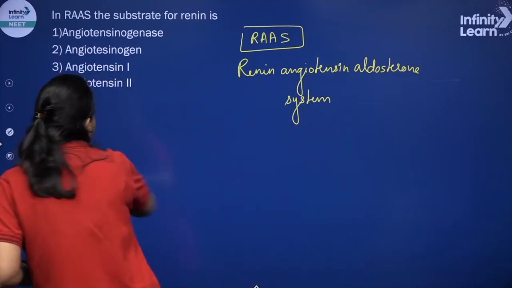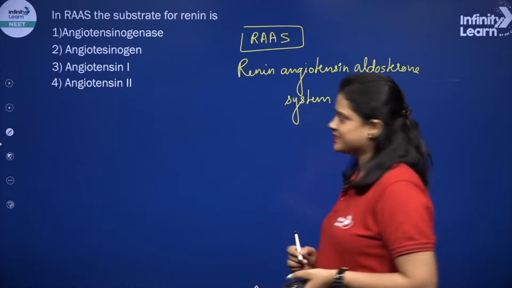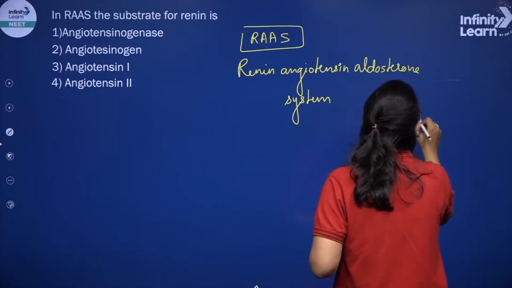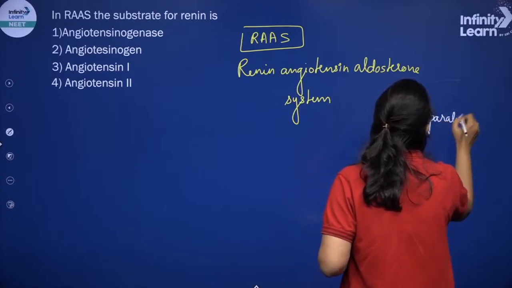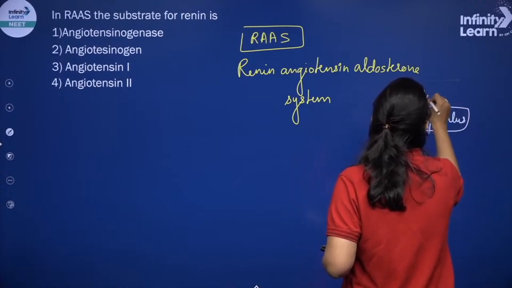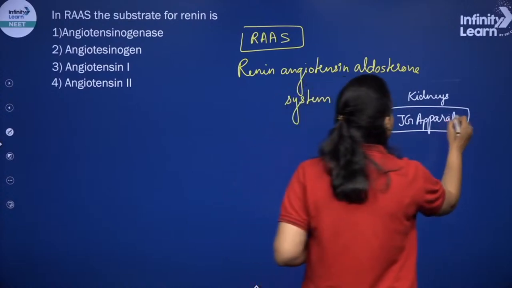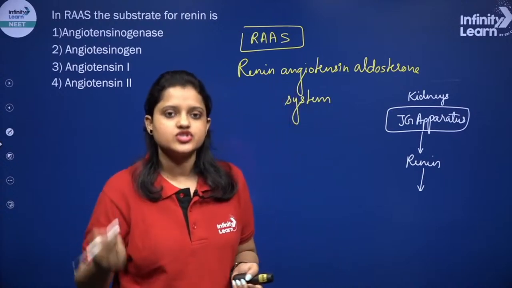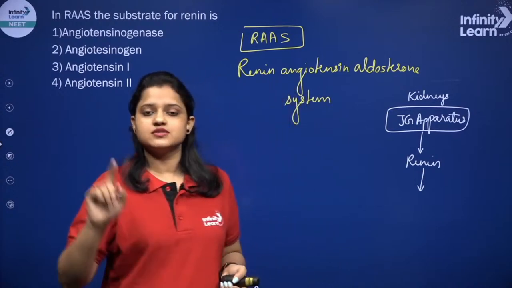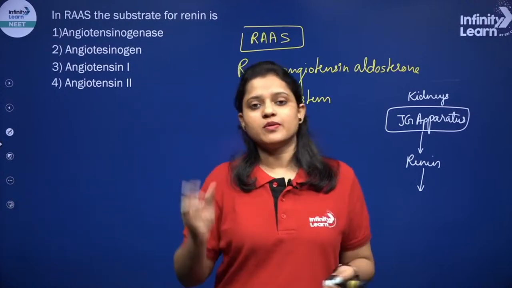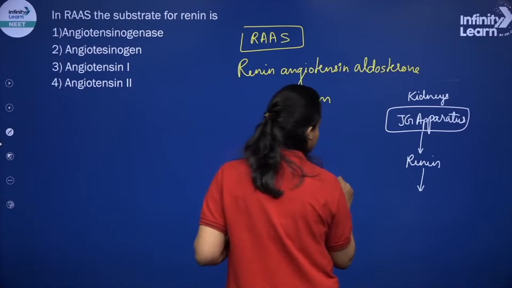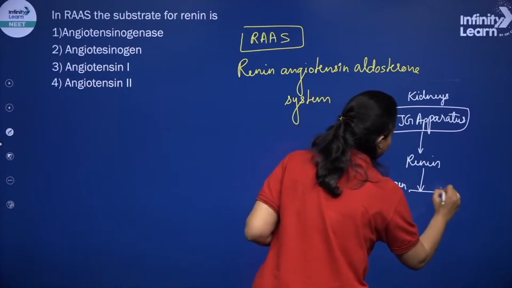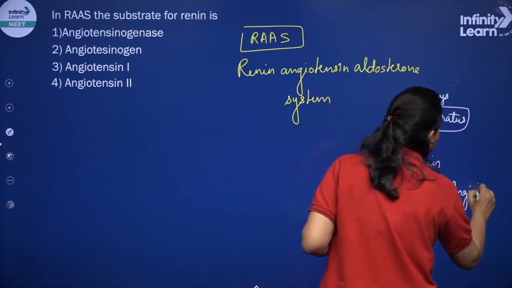So let's make a flow chart to understand what is this RAS mechanism, right? So this renin is released from the juxtaglomerular apparatus of kidneys, right? So this renin will convert angiotensinogen into angiotensin 1. This angiotensinogen is a plasma protein which is formed or released from liver and it is there in the blood.